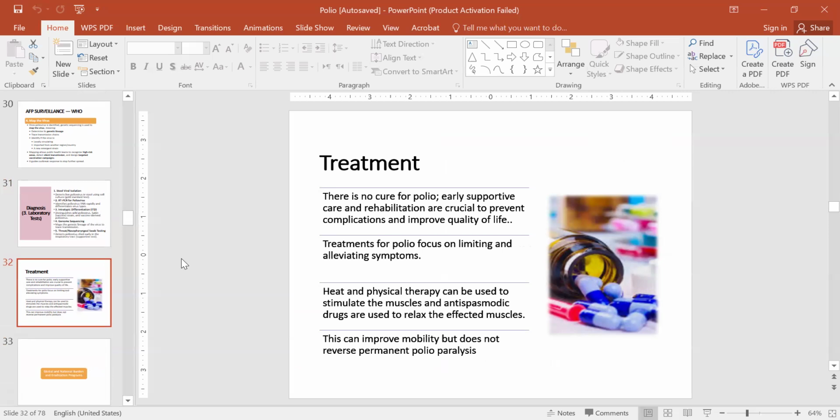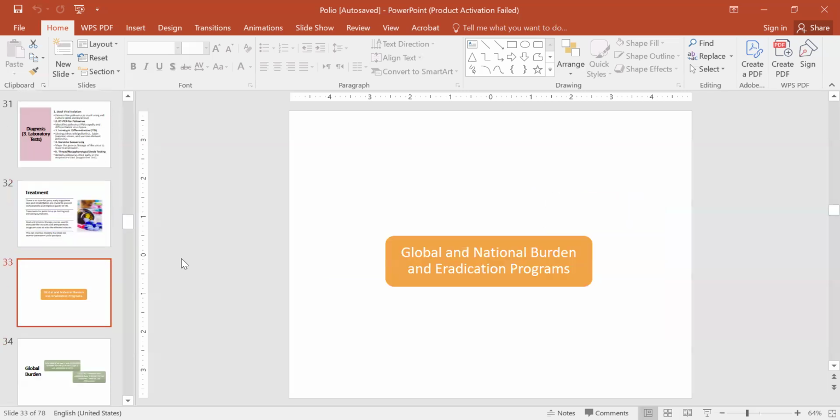So now we come to the treatment of polio. There is actually no cure for polio. Early supportive care and rehabilitation are crucial only to prevent complications and improve quality of life. Treatments for polio focus only on limiting and alleviating the symptoms. Heat and physical therapy can be used to stimulate the muscles, and antispasmodic drugs are used to relax the affected muscles, and this can improve mobility but does not reverse permanent polio paralysis.